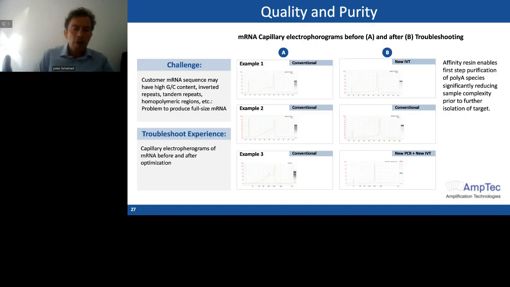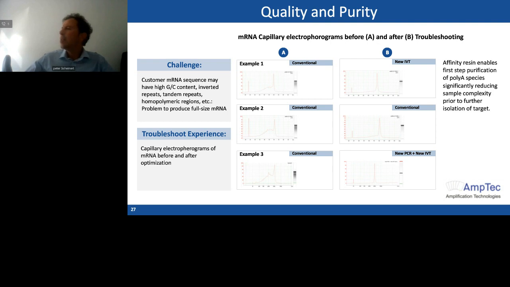Since we are working fully customized, which means that we receive hundreds and even more sequences from customers a year, we also see sequences which might have high GC content, inverted repeats, tandem repeats, homopolymeric regions, etc. And this will definitely create problems in the production of full-size mRNAs. Therefore, it's very important to have a good troubleshooting scenario in place.